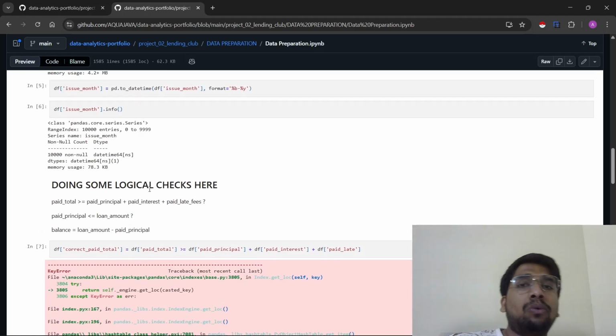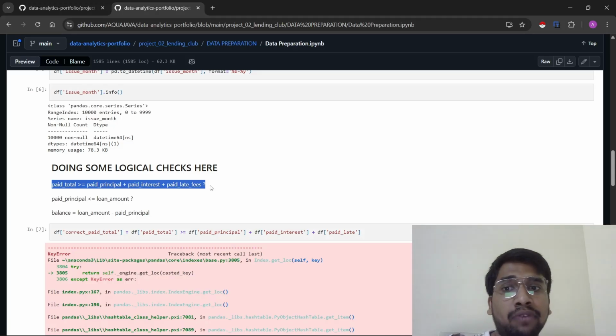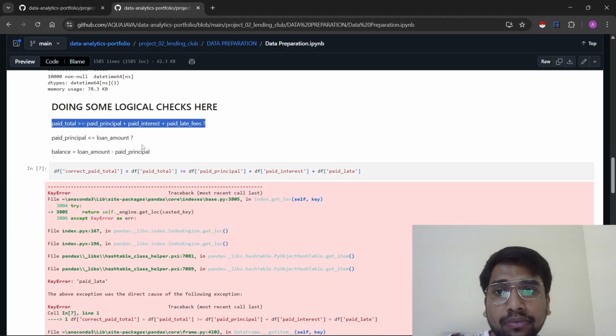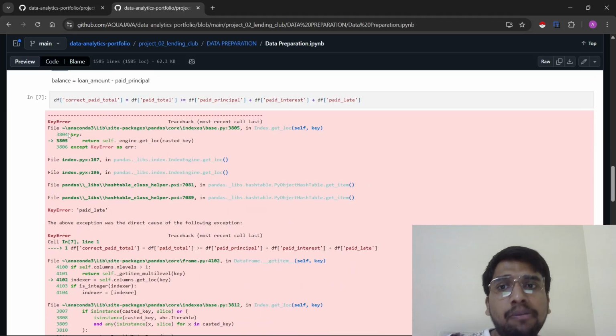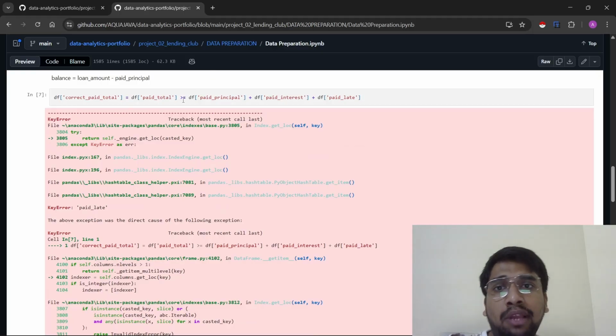Now, before going further, I did some logical checks here because there is a possibility that there might be some errors in the data set. For example, I did this one first, checking if the paid total is greater than or equal to the interest, principal amount, and the late fees paid, and some other ones. But after this, I didn't find any anomaly here. Everything was normal, everything was fine.